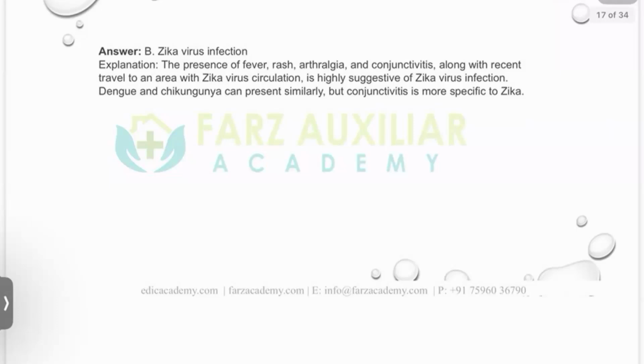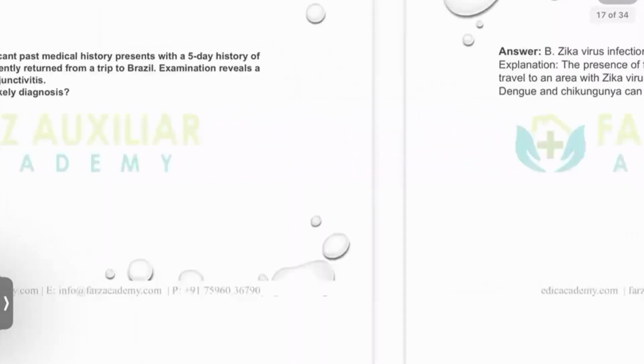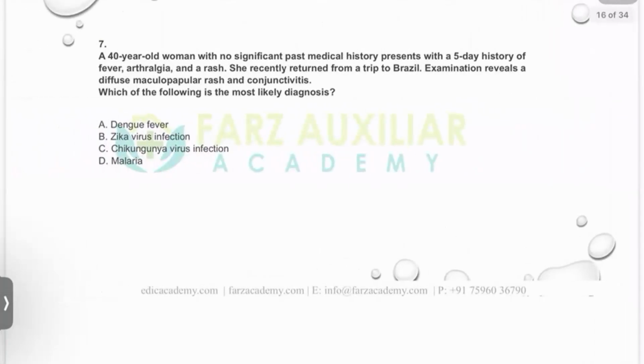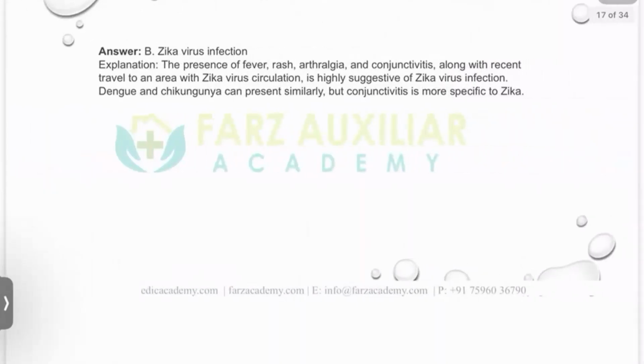is suggestive of Zika. Dengue and chikungunya also present similarly, but dengue will have retro-orbital pain along with breakbone fever. Chikungunya will have polyarthralgia, polyarthritis. Conjunctivitis is specific to Zika. Is that clear? I just wanted to have a reference to Zika virus.